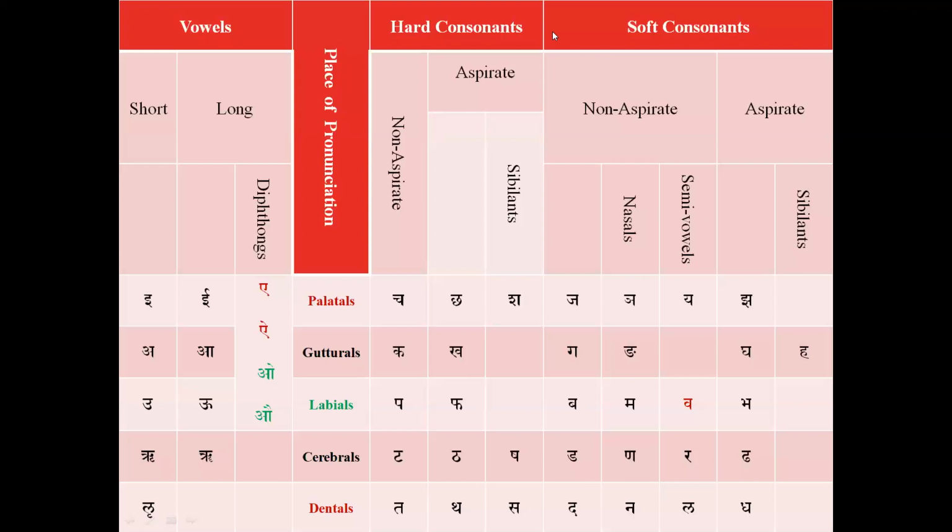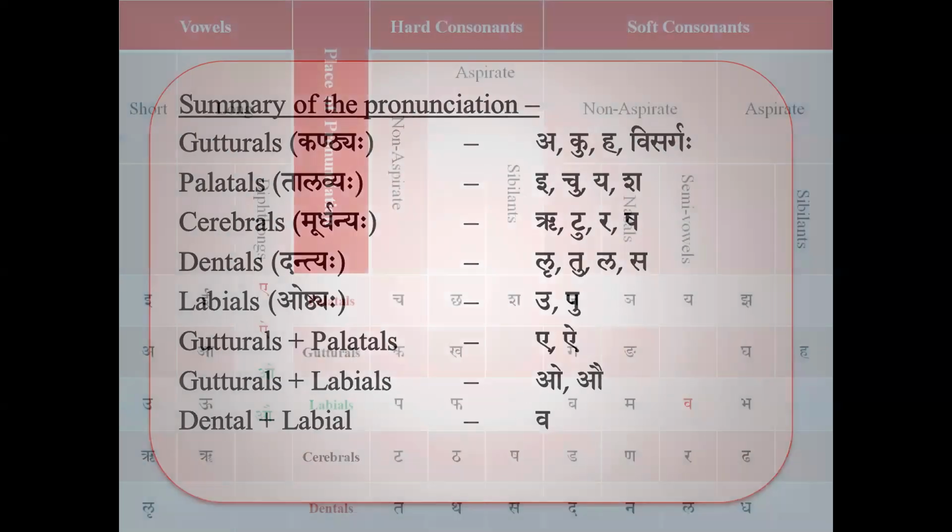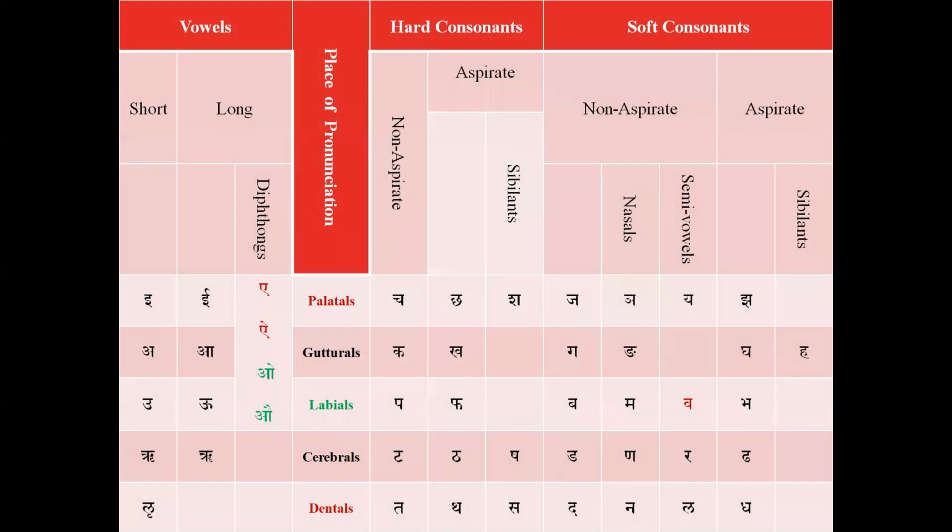We have seen just now, I showed the summary of the place of pronunciation. You can see here A-I, the combination of two sounds, guttural and palatal, starts from the throat and ends with the palate. Similarly, O and AU start from the throat and end with the lips. Right? Therefore, they are conjunct vowels, otherwise called diphthongs.